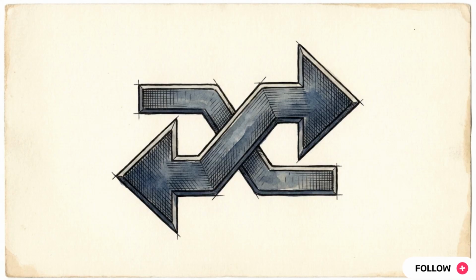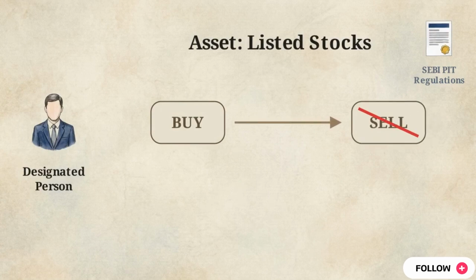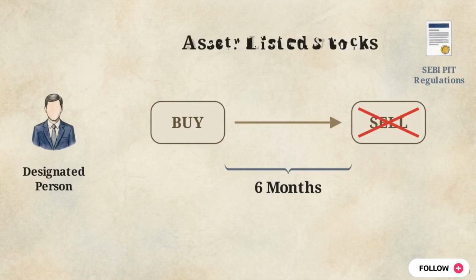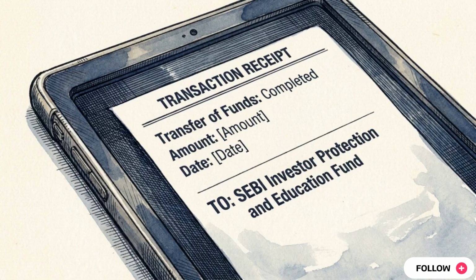For the Series 21A exam, you must identify the parameters of contra trades. A designated person cannot buy a stock and then execute a contra trade, meaning a sale of that same stock within 6 months. However, for mutual fund units, that restriction is 2 months. If they violate this lockup, the profits are disgorged to the SEBI Investor Protection and Education Fund.